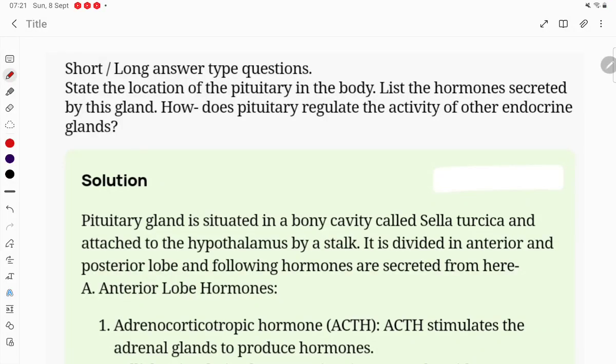Hello student, let's try to understand a problem. State the location of the pituitary gland in the body. That is the first part.